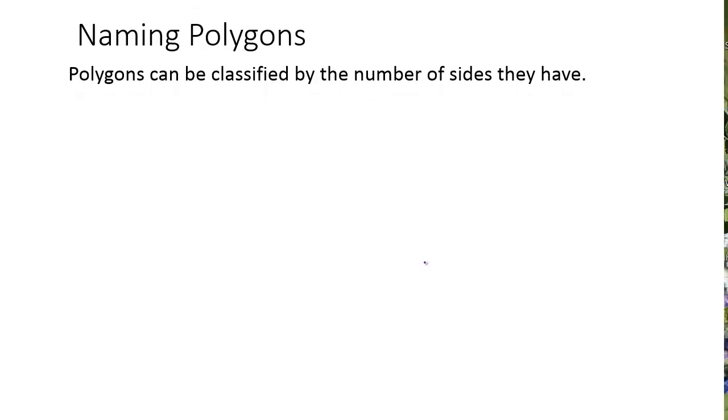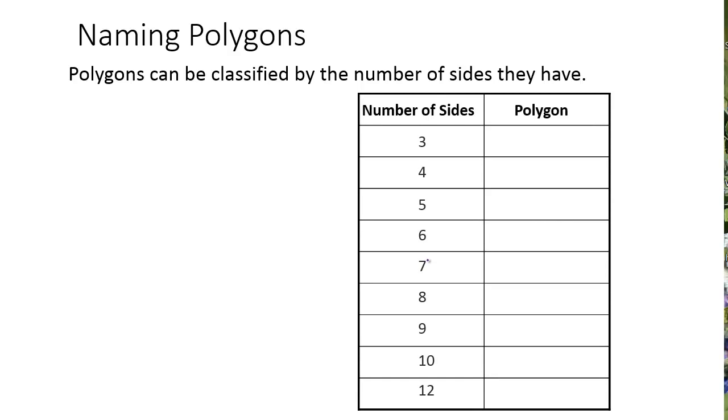We can name polygons by the number of sides that they have. You should be familiar with these names, but it doesn't hurt to review them. A 3-sided polygon is a triangle. A 4-sided polygon is called a quadrilateral, and we have several specialized quadrilaterals that have their own unique names. We'll discuss those later on in the chapter.